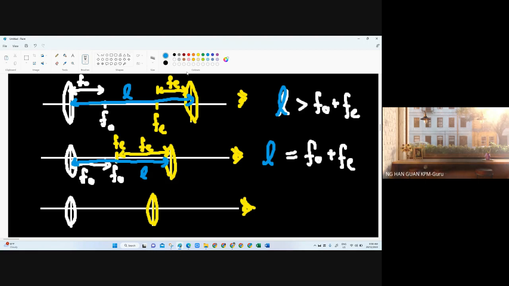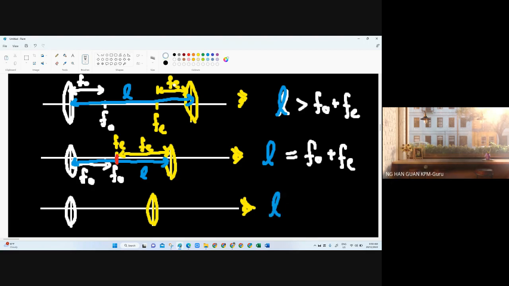Right, so this is very special: they will be at the same positions, FO equal to FE. FO is located at the same place as FE, so that their total is equal. Okay, so now the next one is less.